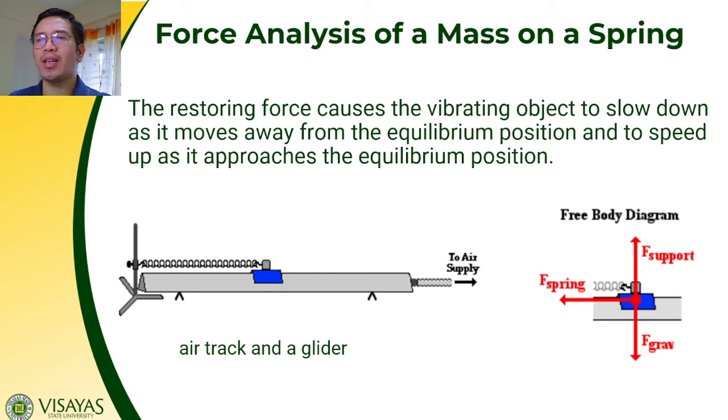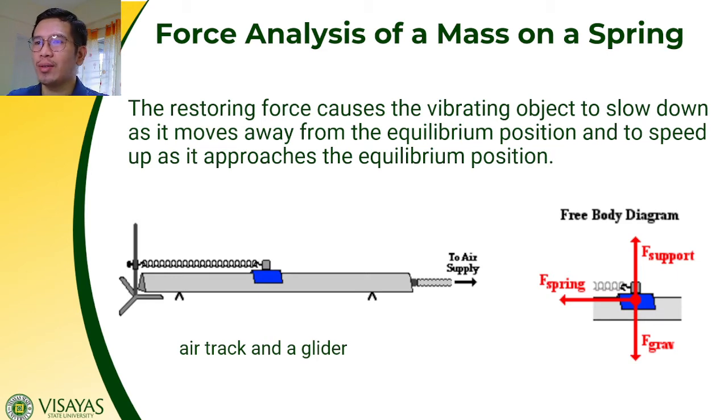We will begin our discussion of this question by considering the system in the diagram on your screen. It is an air track and a glider. The glider is attached by a spring to a vertical support. There is a negligible amount of friction between the glider and the air track. So dili lang nato i-consider ang effect of friction, for us to fully learn the relationship between the force and the mass on the spring.